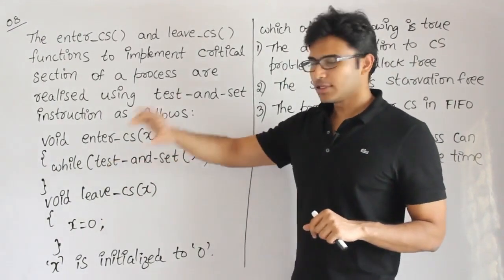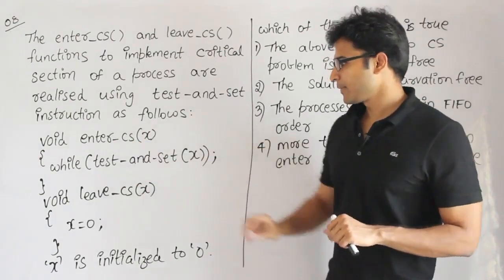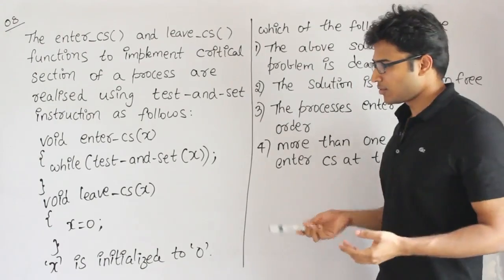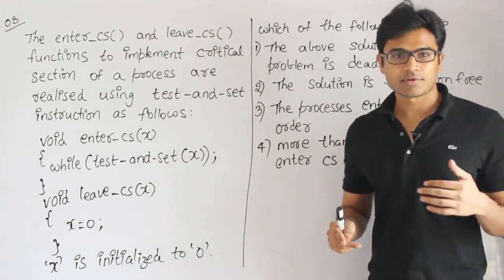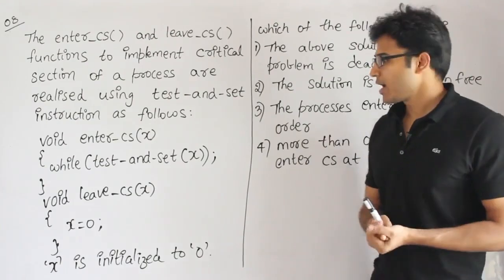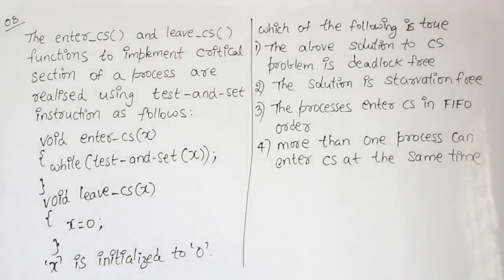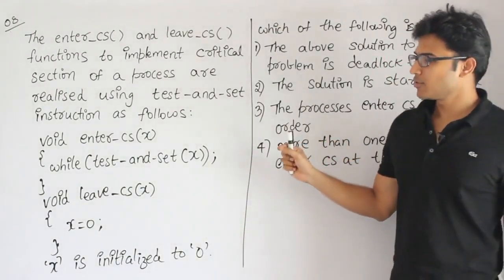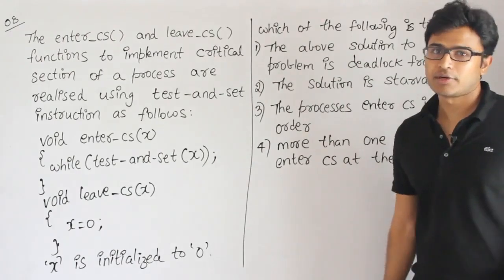So this is the same as the TSL which we have seen earlier, just the code is different, okay? And x is initialized to 0, which means whenever x is 0, processes can enter the critical section. Whenever x is 1, the process should not enter the critical section, right? Now, this is the implementation, and it is all about TSL. So they have a few questions about the TSL itself. It is no different from the earlier version we have seen.